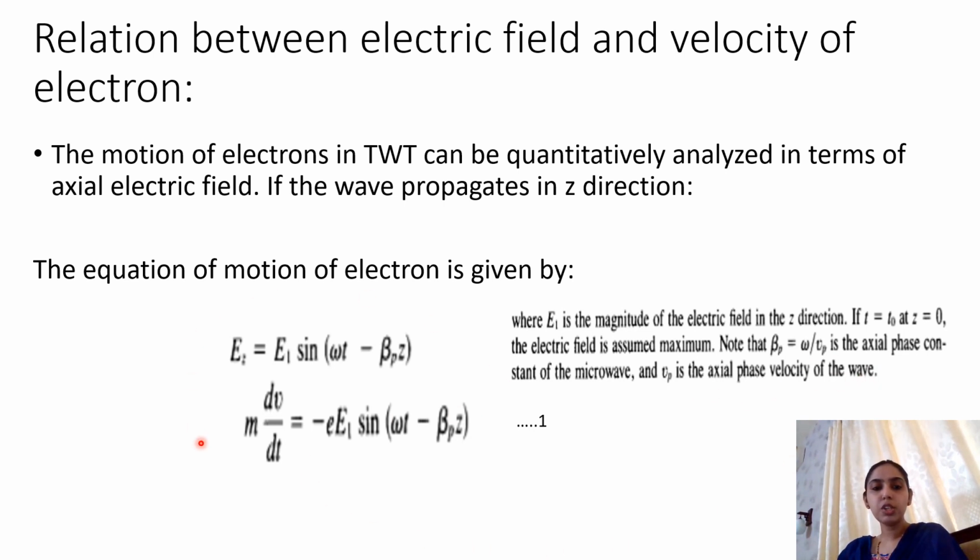Now, the force which is acting could be represented by this particular equation, which is the first equation we are writing here. That is, force is mass into acceleration, which can be represented by m dv/dt. So m dv/dt equals the force, which can also be expressed as minus e times E, that is, the charge of our electron into the electric field. The electric field we have substituted to be E1 sin(ωt − βp z).